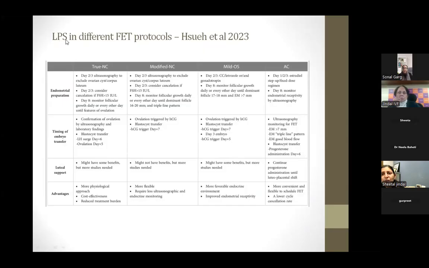Now, these are the different luteal phase protocols and luteal phase support in different FET protocols. As I've said, you can add the progesterone I just described 36 hours after the LH test is positive. And in mild ovarian stimulation also, it is probably the same. And in artificial cycles, once the triple line pattern is seen, you can start progesterone, and blastocyst transfer can be done on day 6 of progesterone.